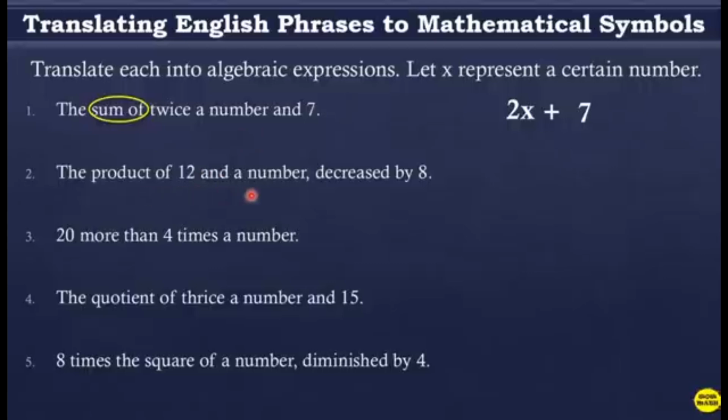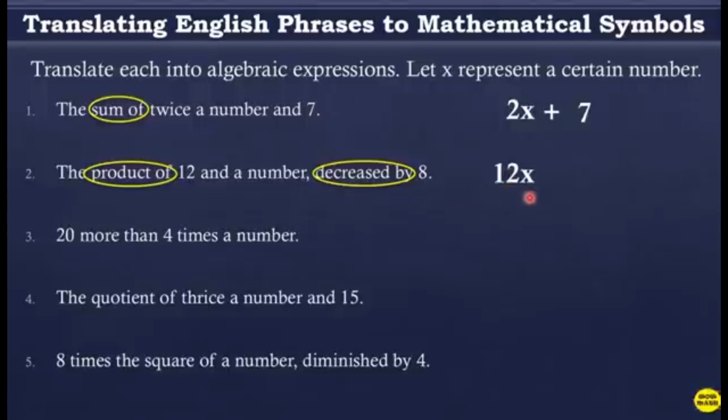Next, we have the product of 12 and a number decreased by 8. So as what you can see, the comma there is very important because this one here is a phrase and this one is another phrase. So we have here the product and decrease. So we have multiplication and subtraction. Now let us try to translate it first part by part. So the product of 12 and a number.